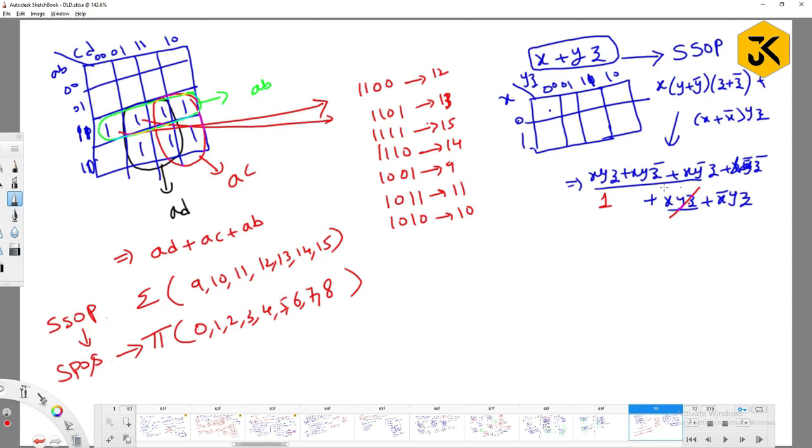Is there any redundancy here? No. What is the value of this one? 110 is 6. This is 101 is 5. 100 is 4. 011 is 3. Right? So in place of 1, how can you remember this one? This is 0, 1, 2, 3, 4, 5, 6, 7. Here also you can do simply 0, 1, 2, 3, 4, 5, 6, 7, 8, 9, 10, 11, 12, 13, 14 and 15. So by just making a practice you can write.